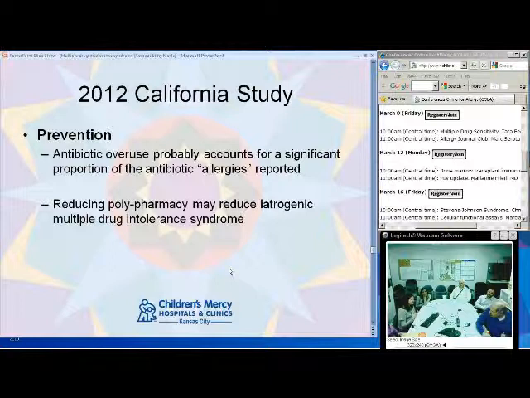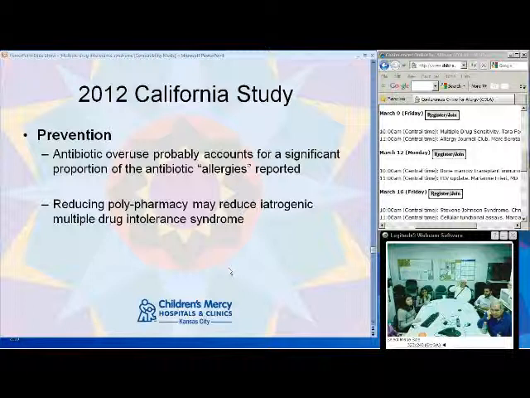Or they even said NSAIDs can cause urticaria and rash, and that coincides with infections. They take the NSAID, or penicillin, and attribute it to the medication or the prescription medication. They also mentioned, and this is more for the older, middle-aged group, try to reduce polypharmacy because that may reduce iatrogenic multiple drug intolerance syndrome.